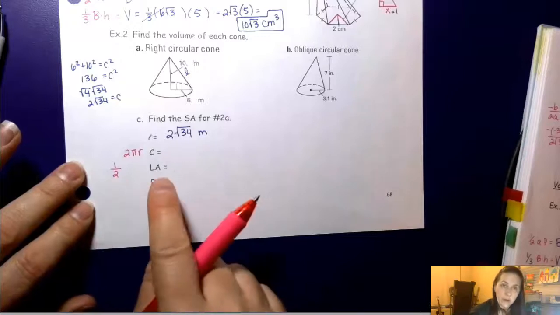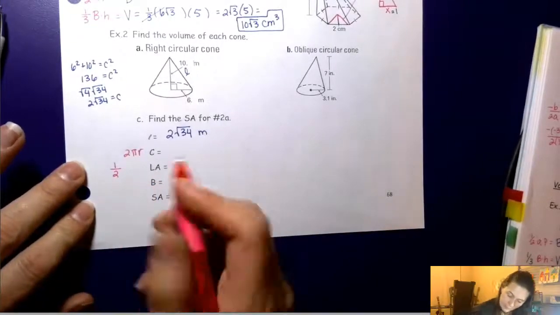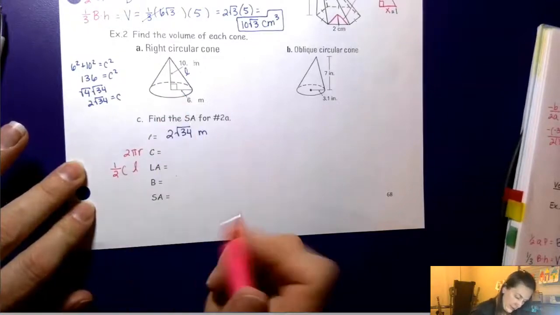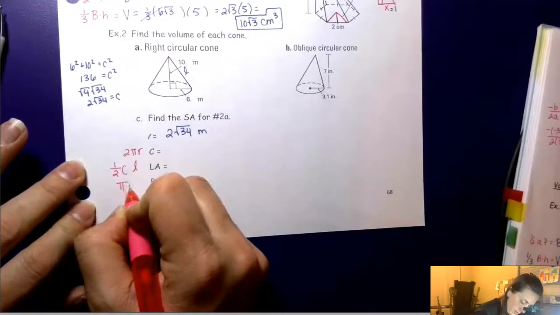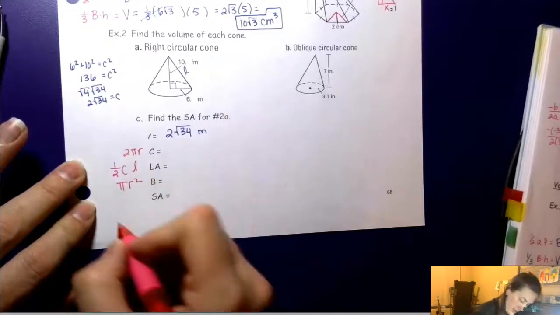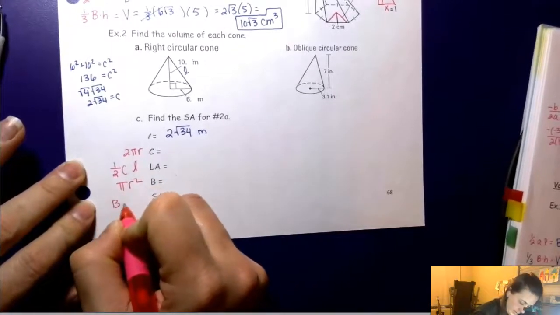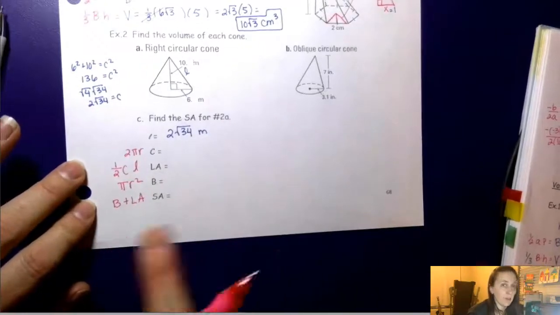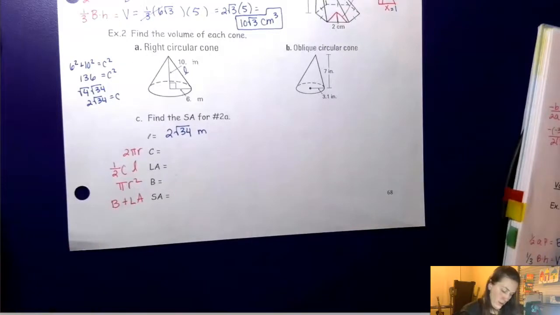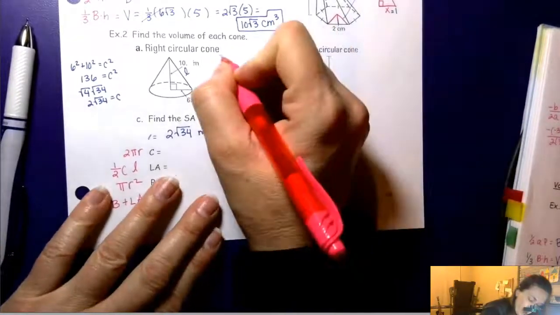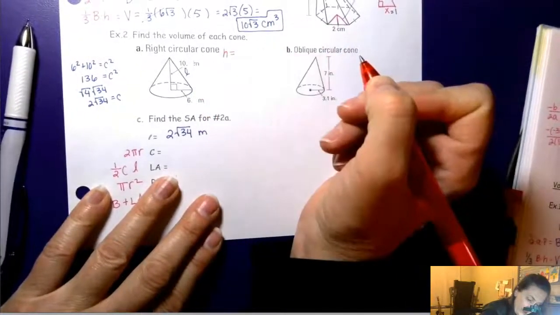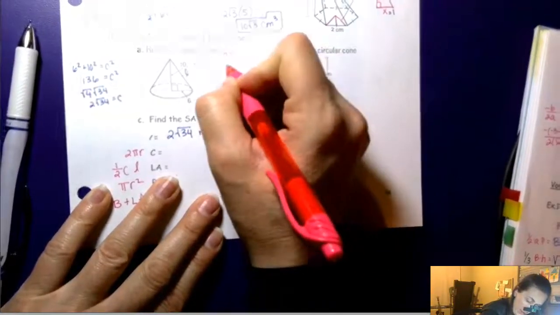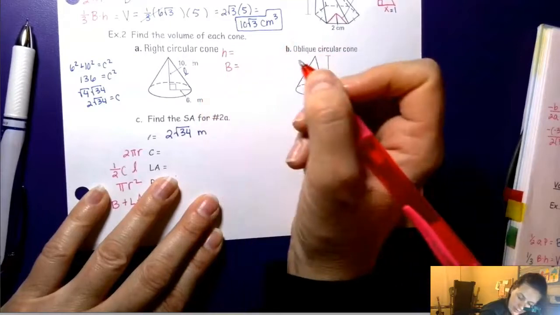If I remember, lateral area was 1/2 the circumference times the slant height. Area of the base is a circle, it's pi r squared. Surface area is the area of the base plus the lateral area, or lateral area plus base area. You only have one base here. For the volume, up here you need your height, you need your area of the base, and you need your volume.